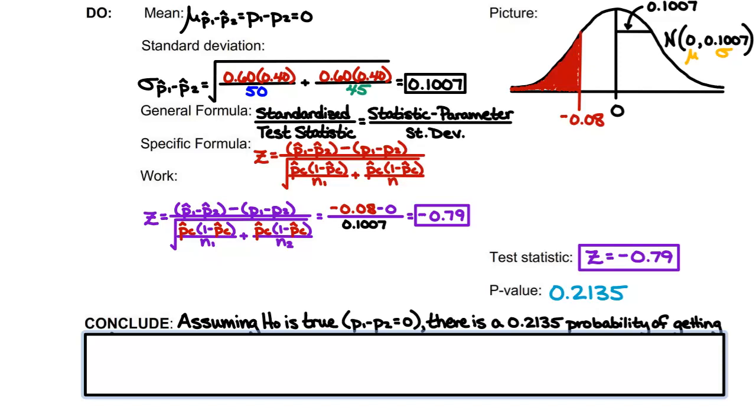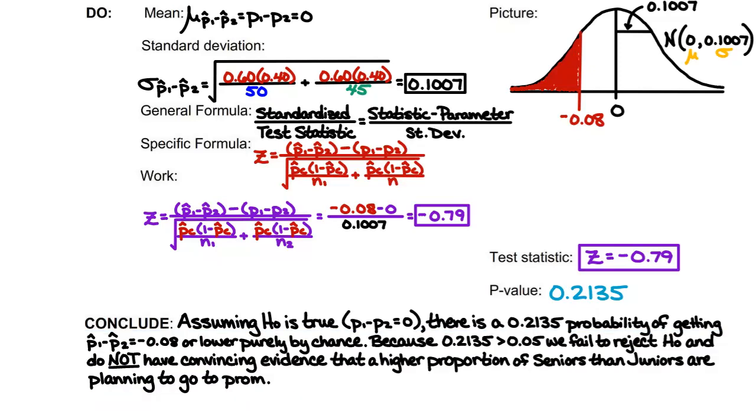All right, so that's explaining my p-value. So what conclusion would we reach then? Yes. 0.2135 is greater than 0.05, so we would fail to reject the null, which means we do not have convincing evidence that a higher proportion of seniors than juniors are planning to go to prom.